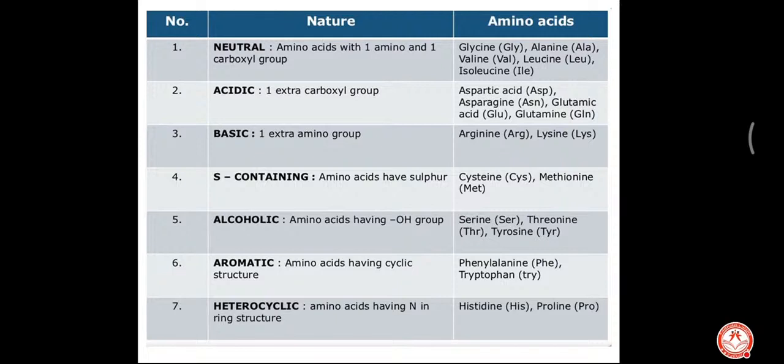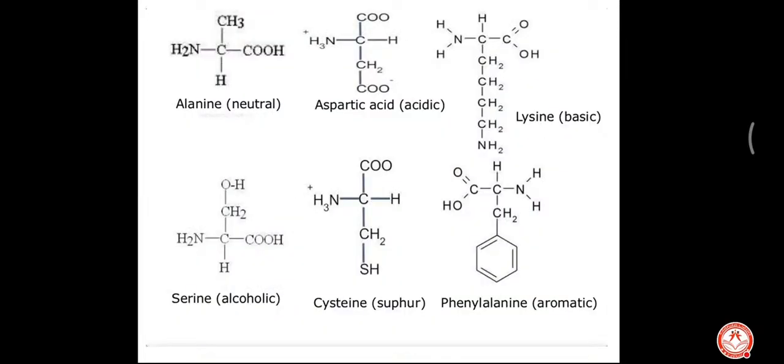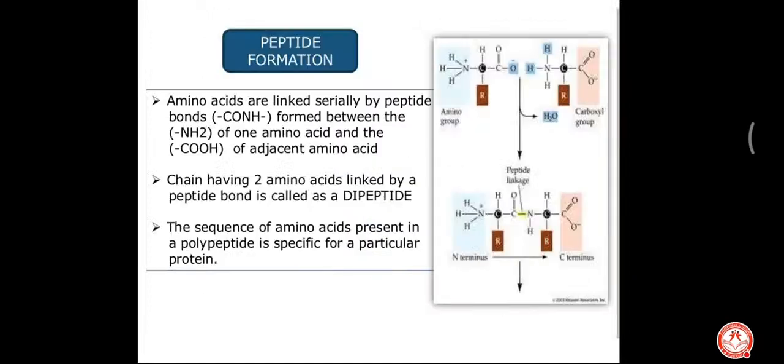Heterocyclic amino acids with a nitrogen ring structure are histidine and proline. My dear students, this is a very important topic. You must learn all the amino acid examples with their nature. This type of question most probably comes in competitive exams. These are the structures of alanine, aspartic acid, lysine. You can see in phenylalanine a benzene ring is there, that is an aromatic amino acid.